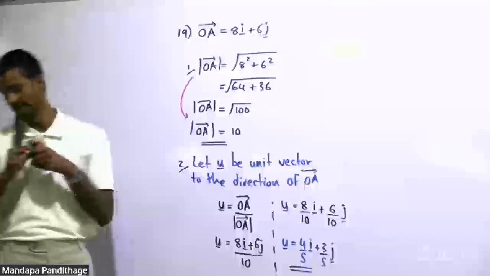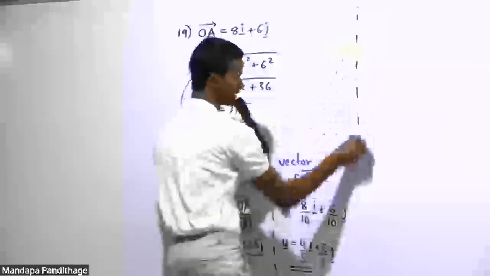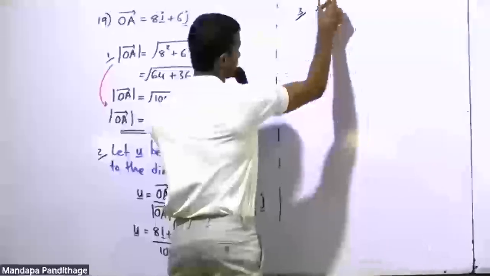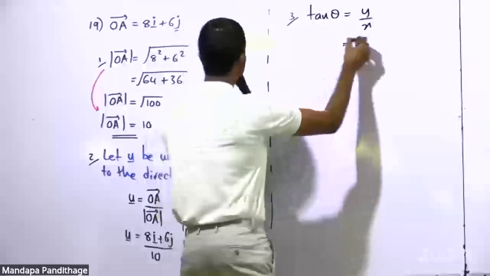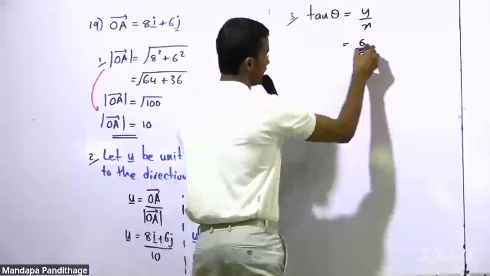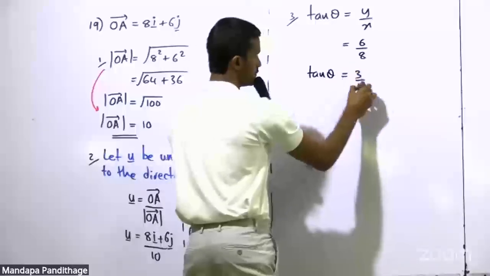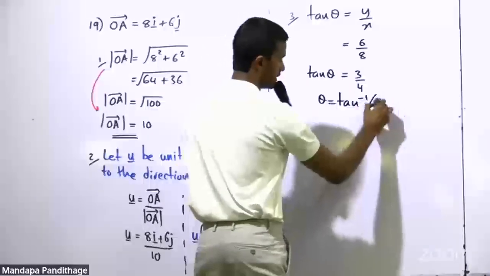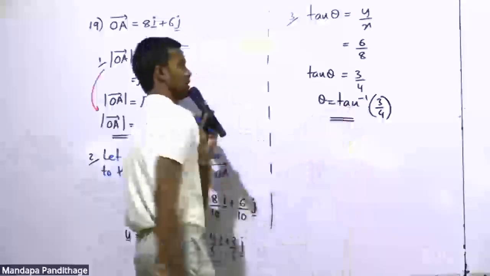Third one, find the angle that OA makes with the x-axis. I told you how to get the angle directly. How can you take the angle? Tan theta is equal to y over x. In this case, it's 6 over 8. So tan theta is equal to 3 over 4. So just keep the answer as theta, tan inverse 3 over 4, even though we haven't done inverse trigonometry in this way.